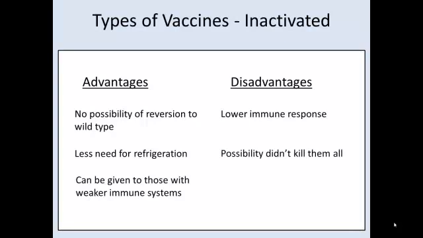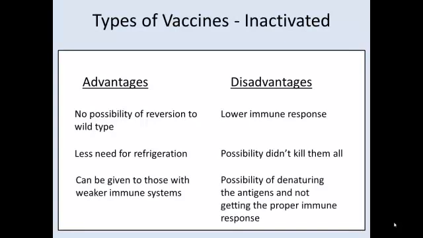Also, there's the possibility that you didn't kill all of them. There have been times when we thought that we were giving somebody an inactivated vaccine and they were really getting an attenuated one because there was a problem at the factory. Because of this, we never inactivate the wild type pathogen. We always inactivate the attenuated version. There's also the possibility of overdoing it, of denaturing the antigens and not getting the proper immune response. So basically you're getting stuck with a needle and you get no immune response.